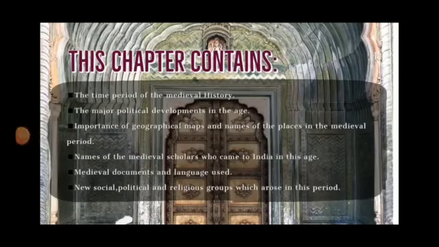Before going through this chapter of History, just see the content of this chapter: the time period of the medieval history, the major political developments in the age, importance of geographical maps and names of the places in the medieval period, names of the medieval scholars who came to India in this age, medieval documents and language used, new social, political and religious groups which arose in this period. We will talk about these points one by one.